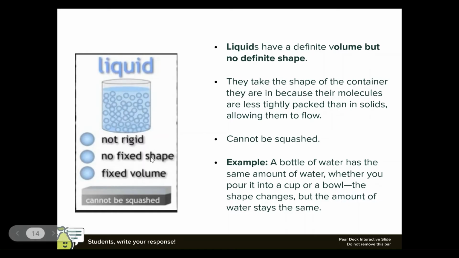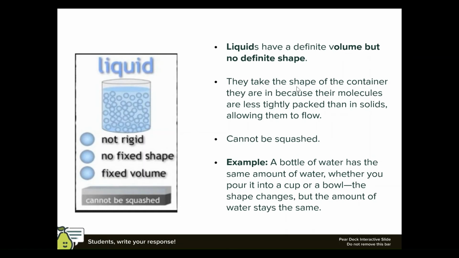It allows liquids to also not have a fixed shape. They can mold the shape of their container and they have a fixed volume. They will take the volume of whatever container they're in. For example, here in this container, they're taking the volume of this container. So, in summary, liquids have a definite volume but no definite shape.